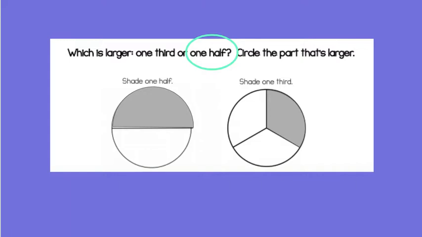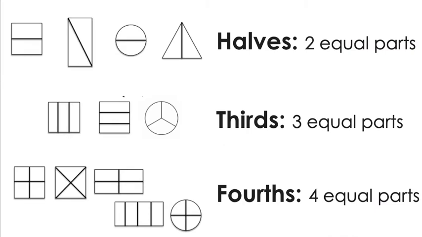There's one more word I need to teach you today, and that word is fourths. Fourths is what we say when we're divided into 4 equal parts. So halves is 2 equal parts, thirds is 3 equal parts, and fourths is what? If you said 4 equal parts, you are right.